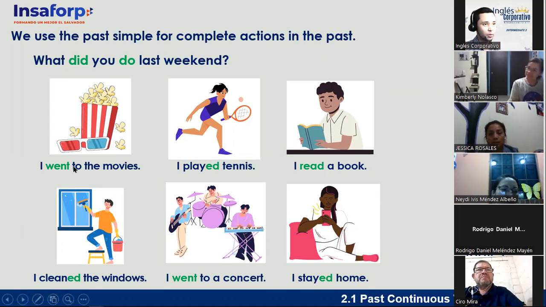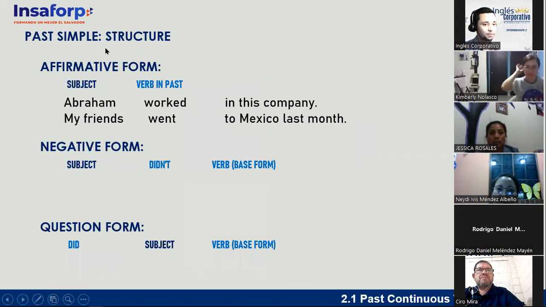So this is past simple again. When you tell me, for example, I went to a restaurant, I went to church, I cleaned the house, those actions have finished, okay? They are in the past. What about this? There's a structure, okay? For affirmative forms, you say, Abraham worked in this company. My friends went to Mexico last month.